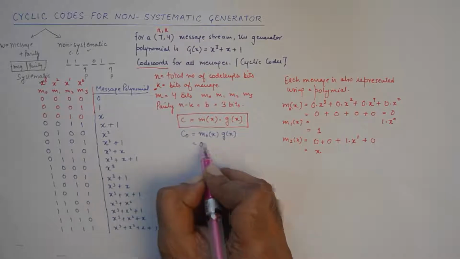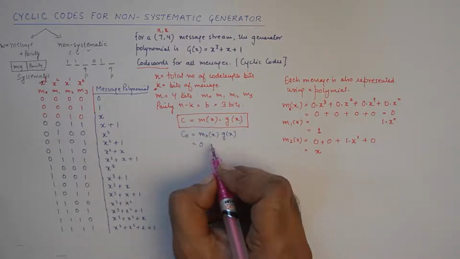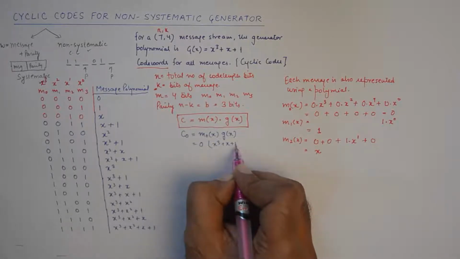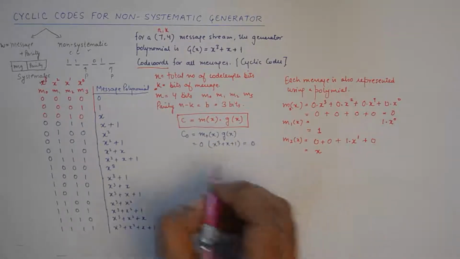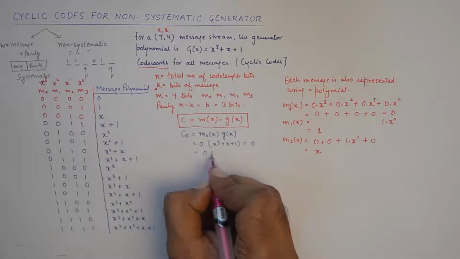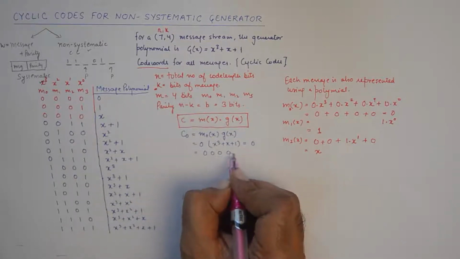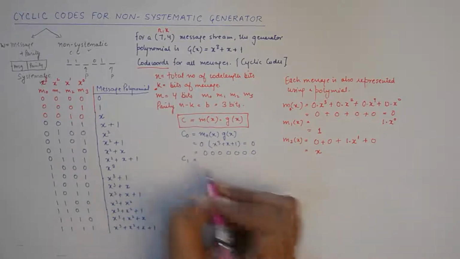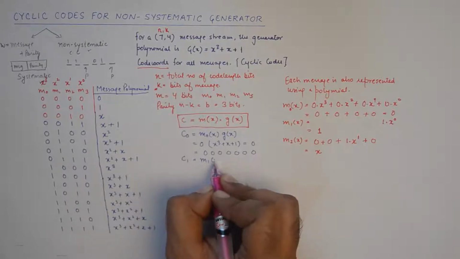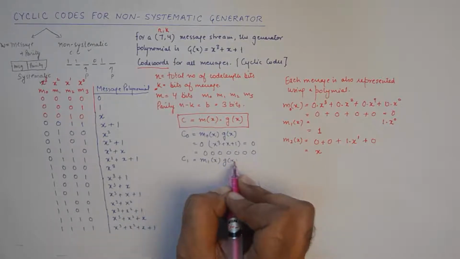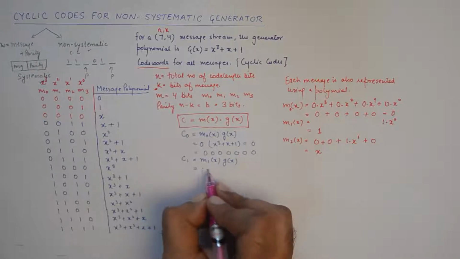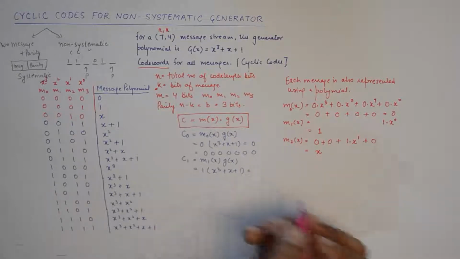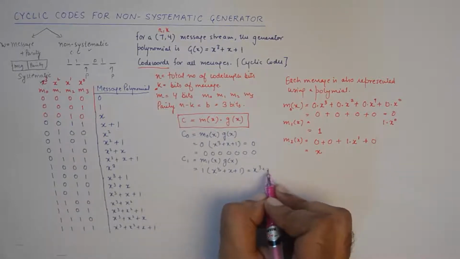So m0 is 0 and g of x becomes x cubed plus x plus 1. So it becomes 0, the entire code word becomes 0000000, 7 times. C1 becomes m1x into g of x. So 1 multiplied by generator polynomial, which becomes x cubed plus x plus 1.